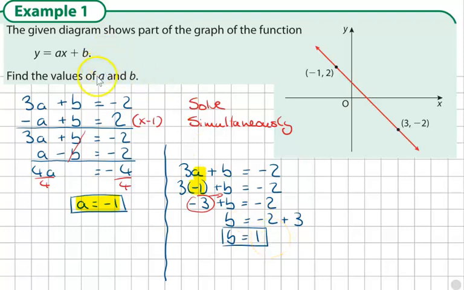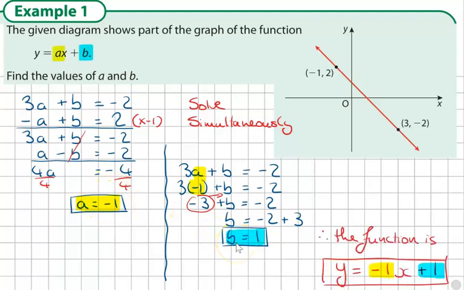So we were asked to find the values of a and b. The values of a and b are minus 1 and 1. Now, we weren't asked to actually come up with a function, but sometimes you are. So if we go back to what we were given, y is equal to ax plus b. We swap the a for minus 1, we swap the b for 1. So the actual function of this line is y is equal to minus 1x, or just minus x plus 1.